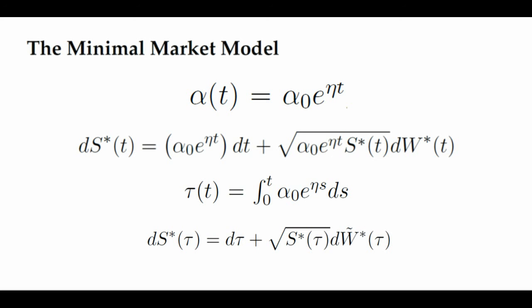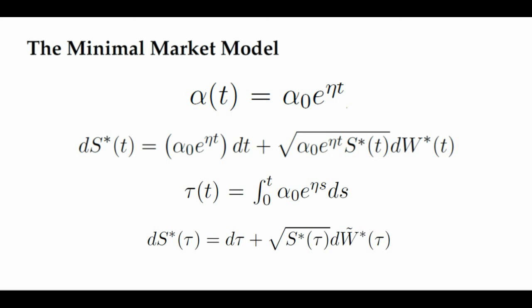So after this parameterization, we get this SDE satisfied by the GP star. And this model, we call it a minimal market model. The minimal market model is solvable, has a closed form solution in the sense that the transition density of this SDE can be obtained in closed form.